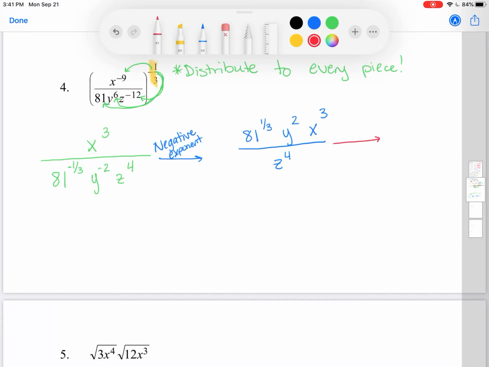Okay. So we're still cleaning up shop. We don't like to have fractions as our exponents, so we're going to use that radical rule. And we're only going to use that piece on this 81 here, because that's the only one with a fraction as the exponent. So I'm looking for the cubed root of 81 to the 1st power. I'm going to close off that root there. Still have a y squared, still have an x cubed, and it's all over z to the 4th.